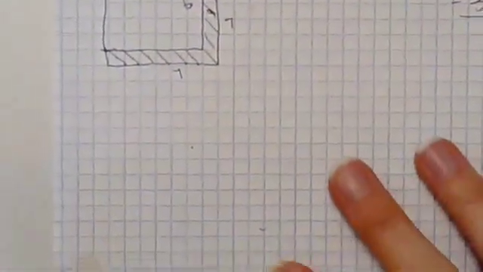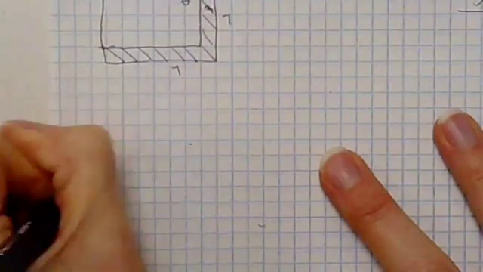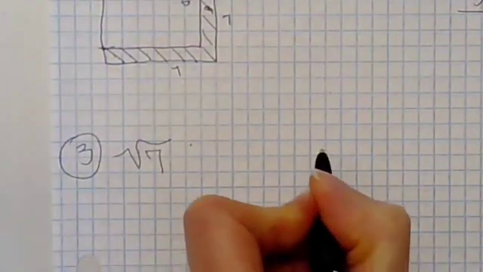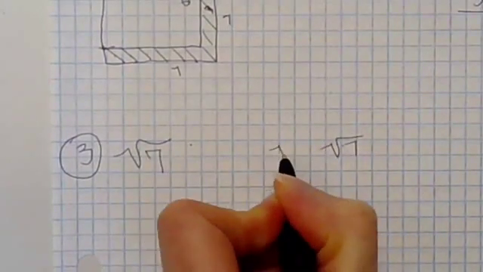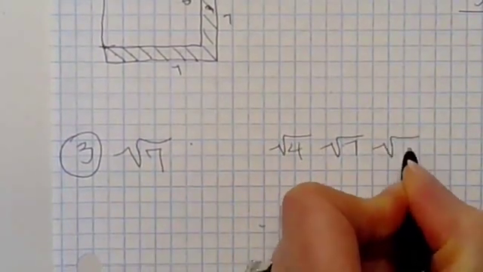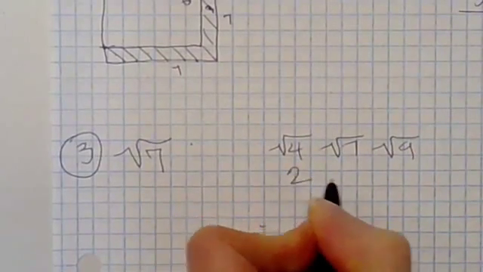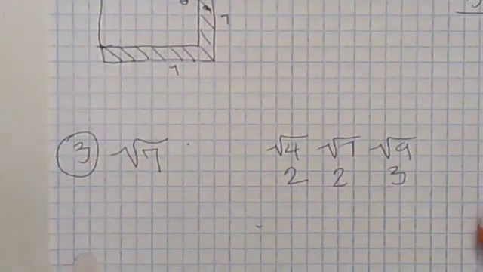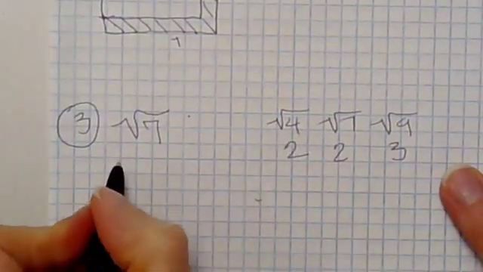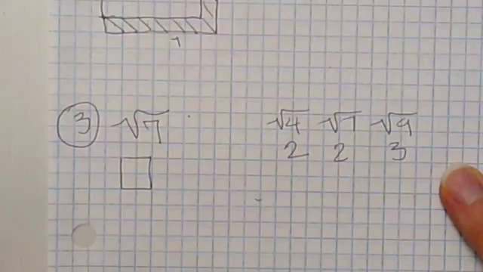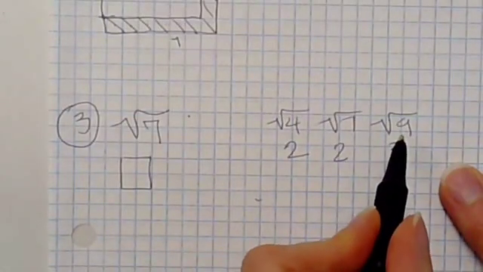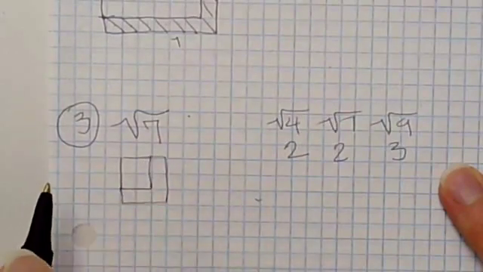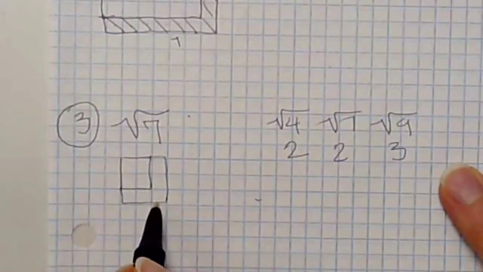Okay, let's do another one, number 3. Let's do the square root of 7. So the square root of 7 is between the square root of 4 and the square root of 9. So I know it's between 2 and 3, and I know it's going to have a whole number of 2 because it's not quite 3 yet. So let me draw a square that has an area of 4, and then add on to that to make it an area of 9. So this is my 4, and the bigger one's my 9.